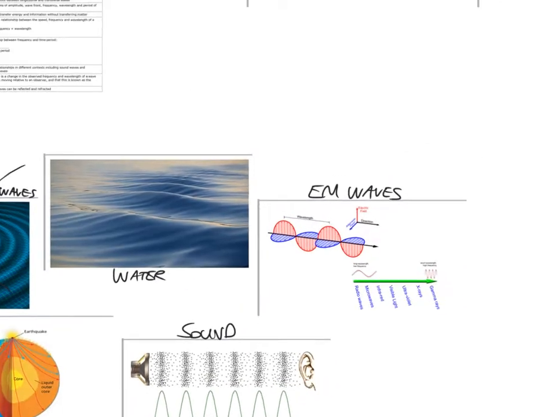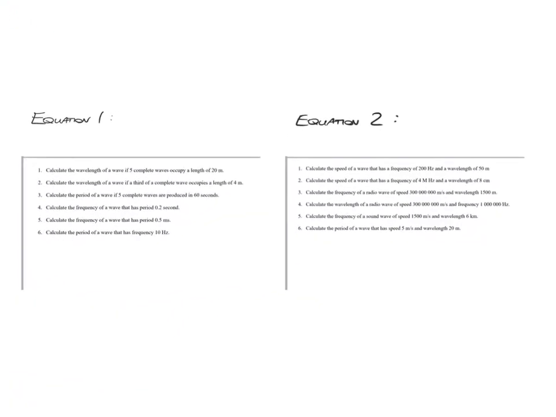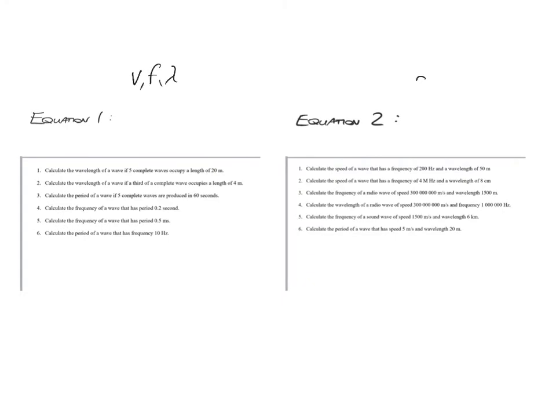Let's look at some relationships now. There are two equations you need to know. One involves wave speed, frequency, and wavelength, and the other involves frequency and time period. Pause the video and write them down now.